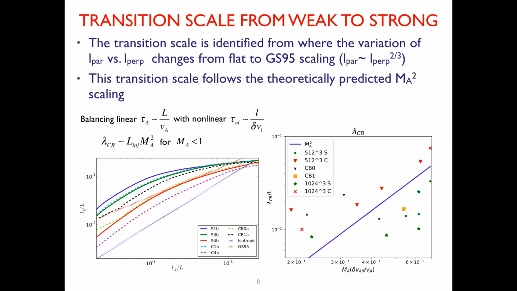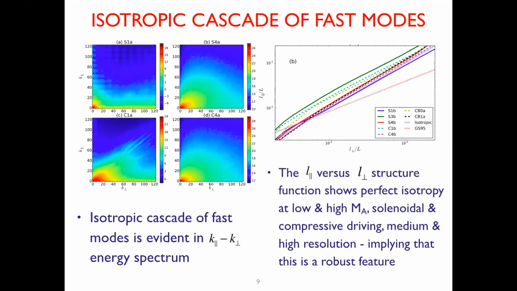The blue line is an MA square reference line, and the different points on the right-hand side are the transition scale measured from different simulations. And you can see that, roughly, it's not very perfect, but it is roughly following the MA square reference line. The different colors are for different types of simulations. So that kind of verifies this relation.